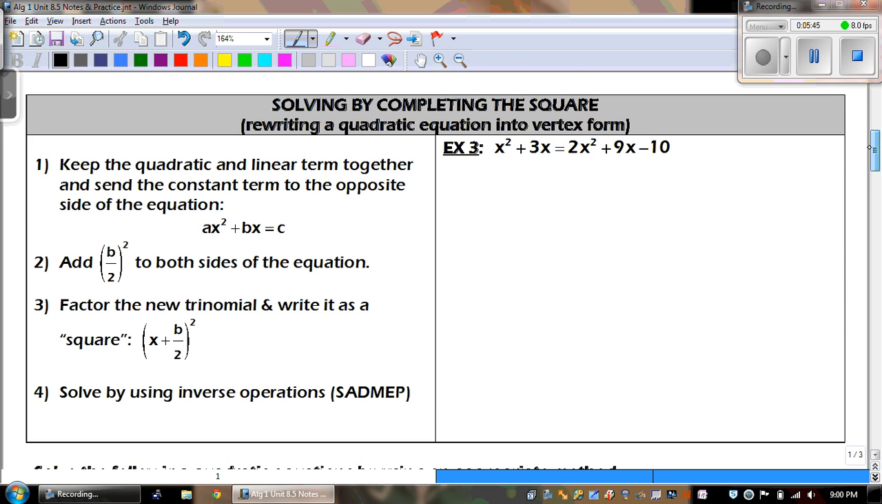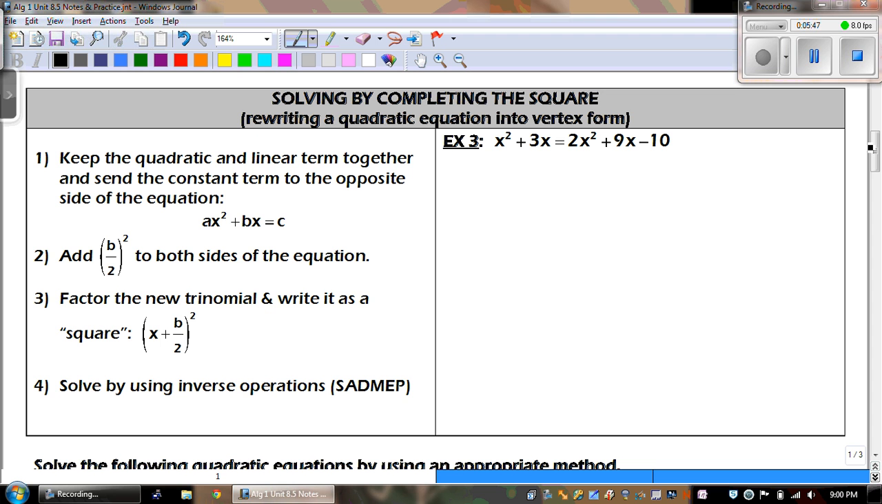So, solving by completing the square, we are rewriting a quadratic equation into vertex form. Okay? So what we want to do is keep the quadratic and linear term together and send the constant term to the other side. Like, Mr. Grice, that sounds really hard. Well, it's not that bad.